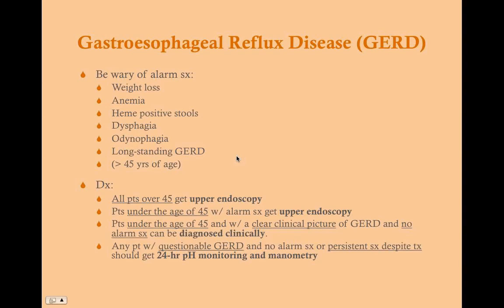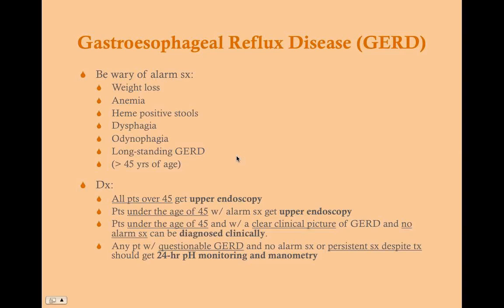Alright, so remember those alarm symptoms that I was talking about. In patients with reflux disease, we want to keep a lookout for alarm symptoms. Now, anyone who's over the age of 45 who we suspect has gastroesophageal reflux disease, we're going to want to scope them. The reason is that this patient has probably had long-standing reflux disease. Also, patients over the age of 45 are, by nature, at higher risk for esophageal cancer, which reflux disease also puts you at higher risk for. And those risks are multiplicative. So anybody over the age of 45 should be getting an upper endoscopy.